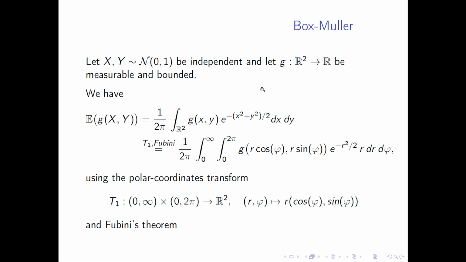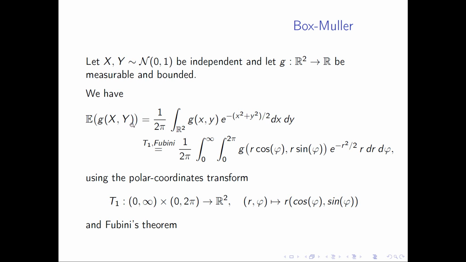And so in the following we are always looking at the expectations of a function applied to the two independent standard normal random variables. So g is a measurable and bounded function from R^2 to R. And X and Y are supposed to be independent and standard normal. So its joint density is a product of the marginal densities, and in this case we get 1 over 2 pi e to the power minus (x squared plus y squared) divided by 2.